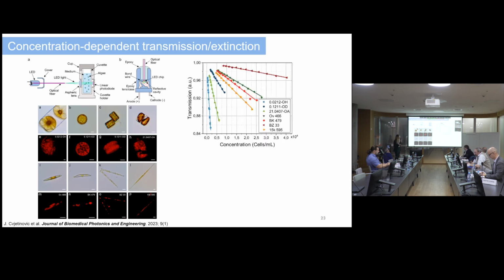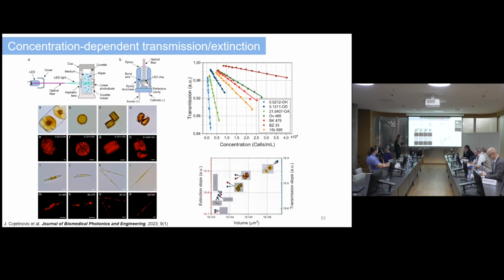And what we observe is a linear dependence between the light intensity and the concentration of the cells. In this case, we approximated the dependence with a linear fit and observed very good correspondence with this linear fit. But what is also interesting is that the slopes in all these cases are different.